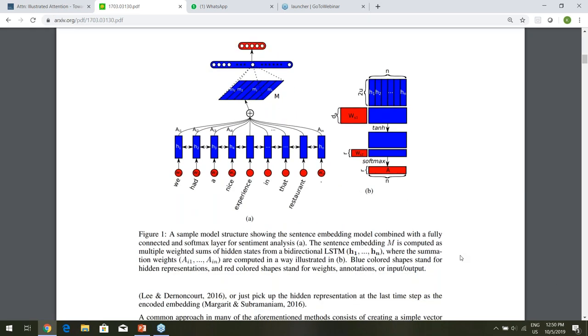This is a sample model structure showing the sentence embedding model combined with a fully connected and softmax layer for sentiment analysis. The sentence embedding M is computed as multiple weighted sums of hidden states, where the summation weights are computed in a way illustrated in B. This is for a single one, where blue shades stand for hidden representation, and red stands for weights, annotations or input.